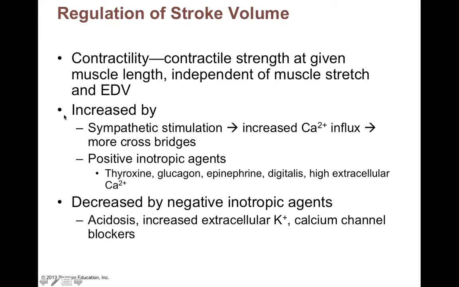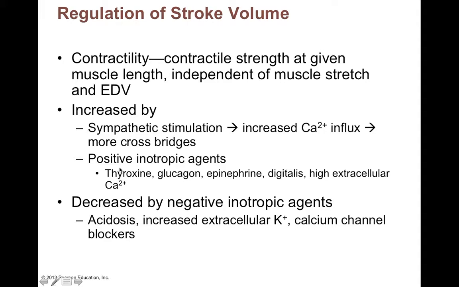Our next question is, what are the factors that can change heart muscle contractility, or how strongly the heart muscle can contract? It's increased, first of all, by your sympathetic nervous system. We know this because your sympathetic nervous system is for fight or flight. The sympathetic stimulation causes calcium release from the SR, and you're able to get more cross bridges, so you get a stronger contraction as a result.